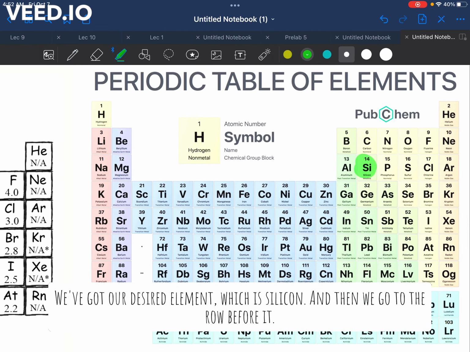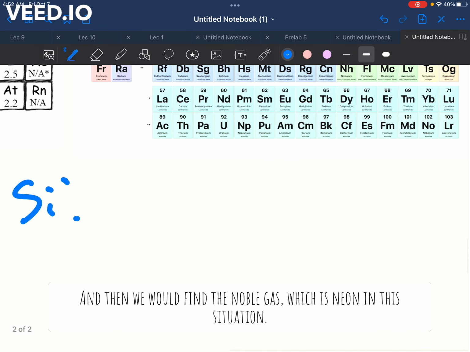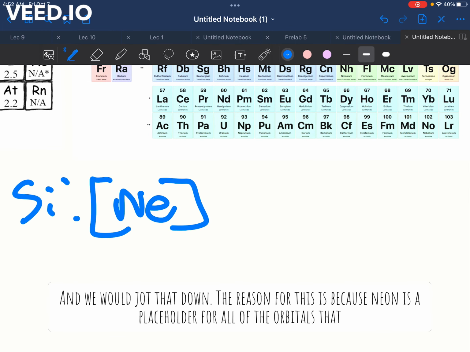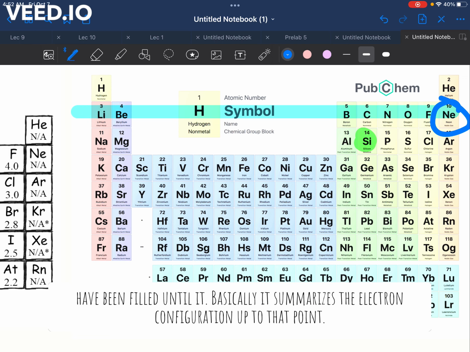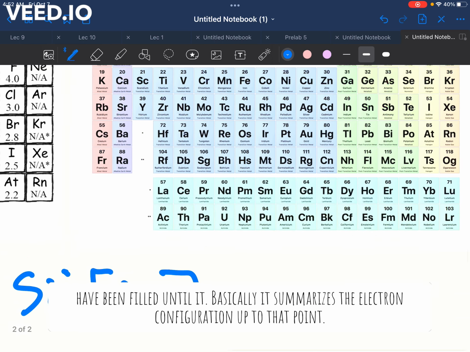We've got our desired element, which is silicon, and then we go to the row before it. So we are in row 3 right now, which is this row. But we will go to the row before it, so row 2, which is the row I have highlighted. And then we would find the noble gas, which is neon in this situation, and we would jot that down. The reason for this is because neon is a placeholder for all of the orbitals that have been filled until it. Basically, it summarizes the electron configuration up to that point.